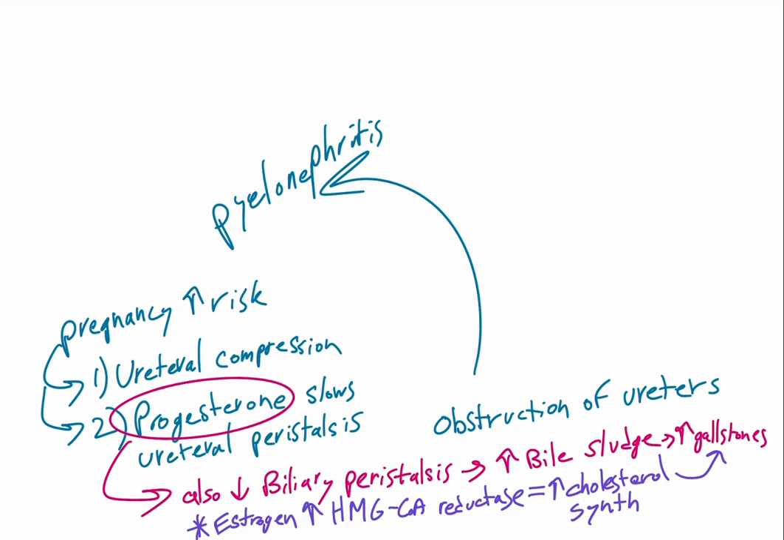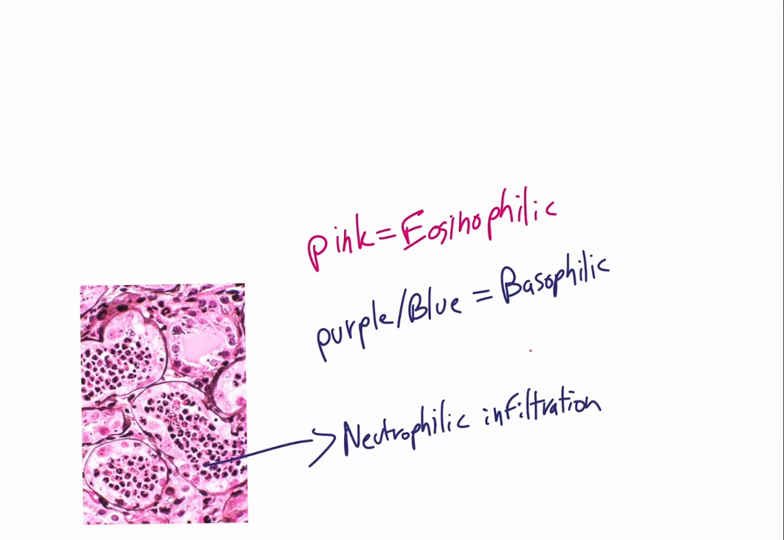Now, getting to the histoslide. I know you're not a histopathologist. USMLE knows you're not a histopathologist, but we have to at least cover the basics. That being, the pink areas that you see here are eosinophilic. The purple/blue areas are basophilic. And what you see in those purple-blue areas is neutrophilic infiltration. So this is essentially an image of acute inflammation. For example, like in this case with pyelo.